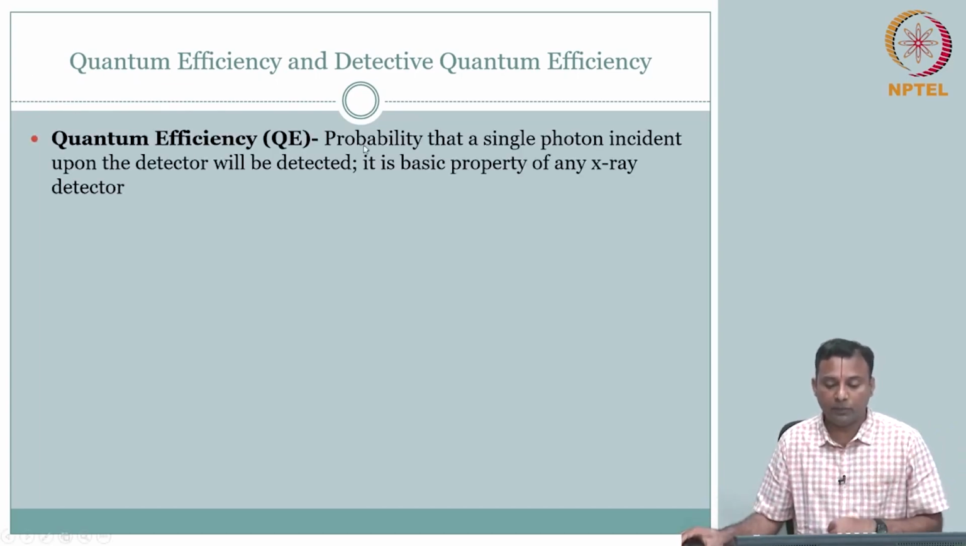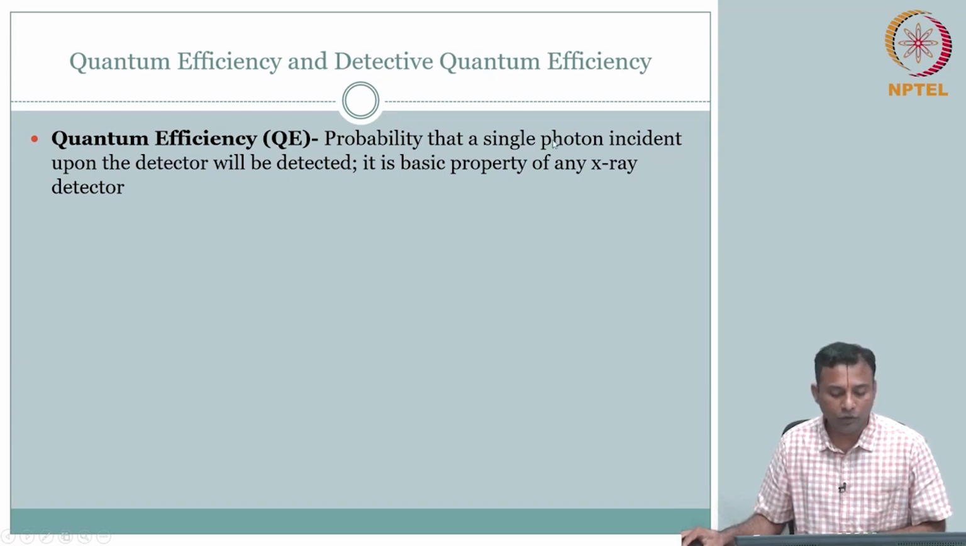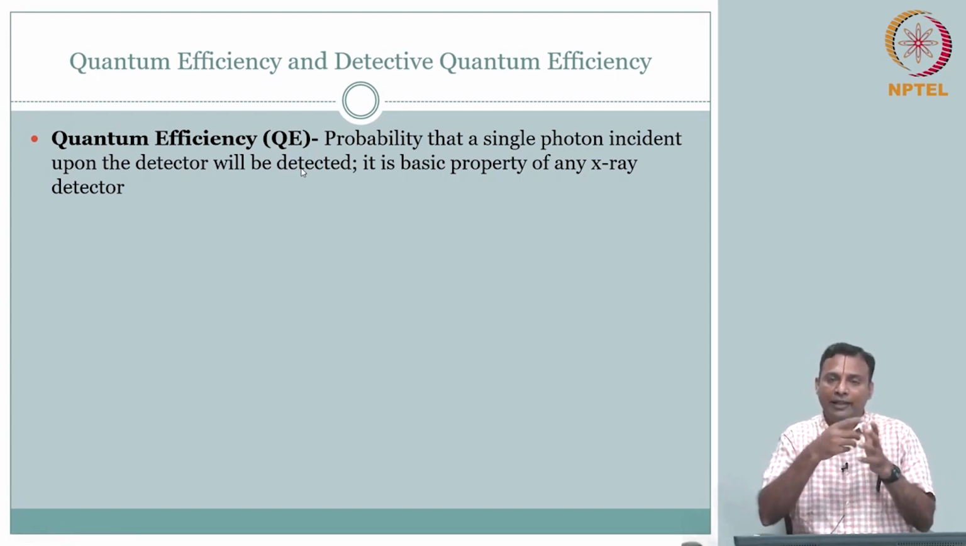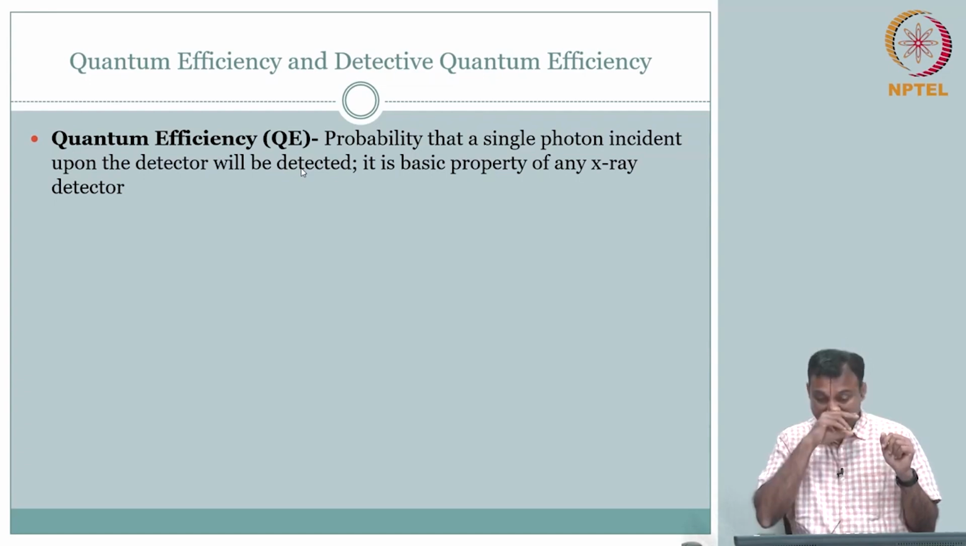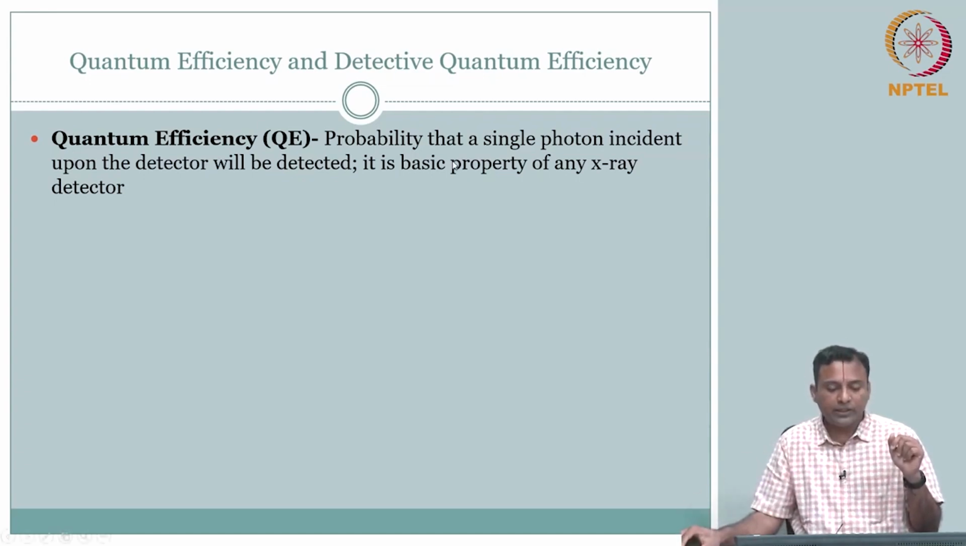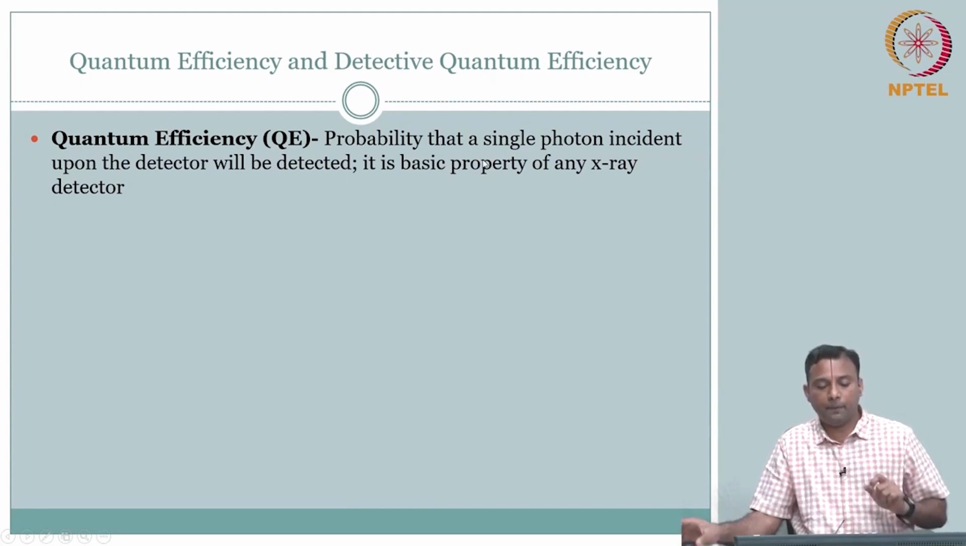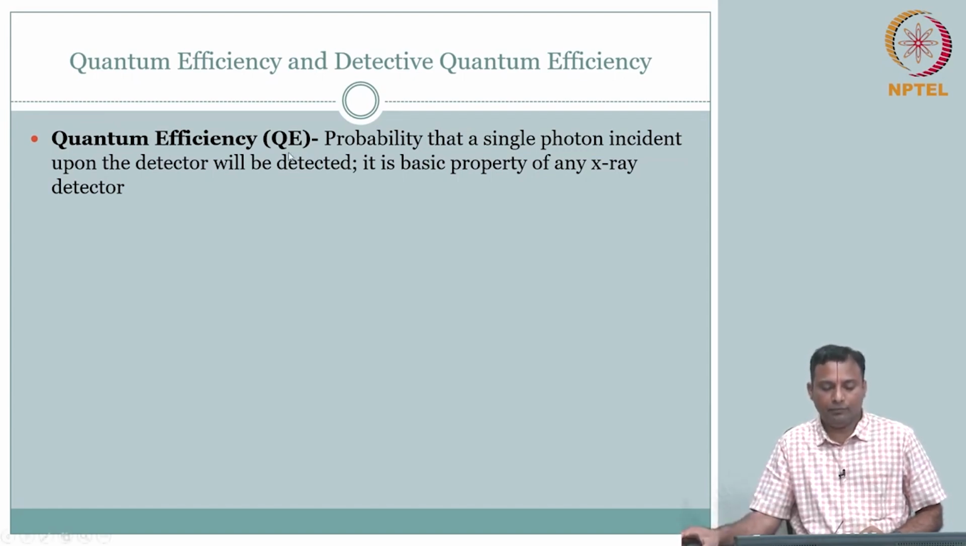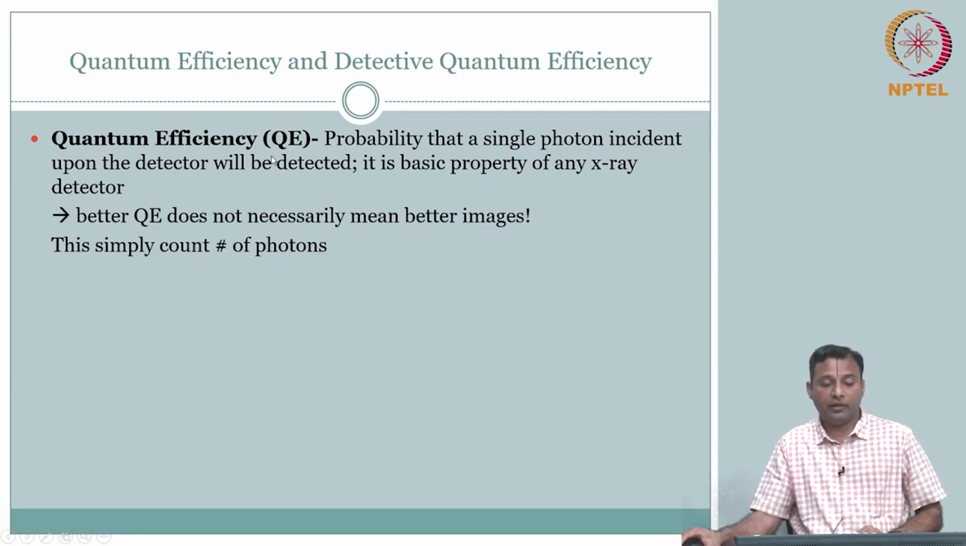So quantum efficiency is the probability that a single photon incident upon the detector will be detected, meaning it is going to interact with the material. It's a basic property of any X-ray detector. Now the question is, when you say probability, we can have this number, right? I can have some number for efficiency, 30%, 40%, 20%, whatever you can think of.